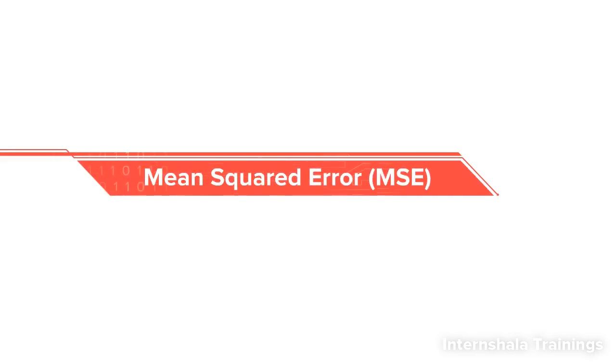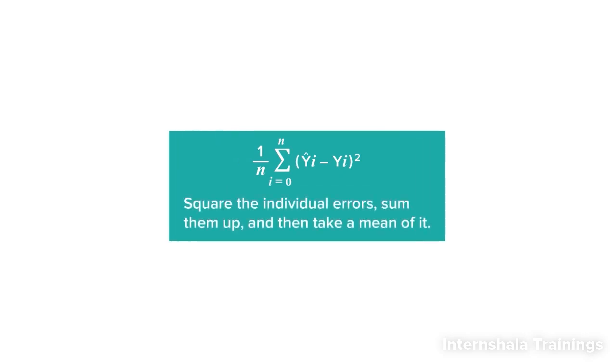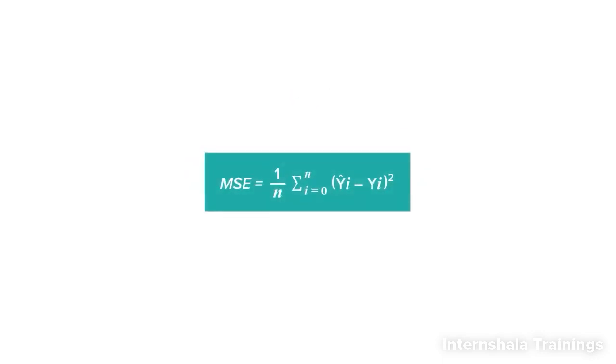Let's look at the next evaluation metric, that is mean squared error, or MSE. The formulation of the mean squared error is quite similar to the mean absolute error, except it has a square term added to it. As the name suggests, we first square the individual errors, sum them up, and then take a mean of it. Now you might ask, how is this different or useful than the mean absolute error? If you notice, the mean squared error computes the square of the difference between the actual and the predicted points, which has a twofold effect.